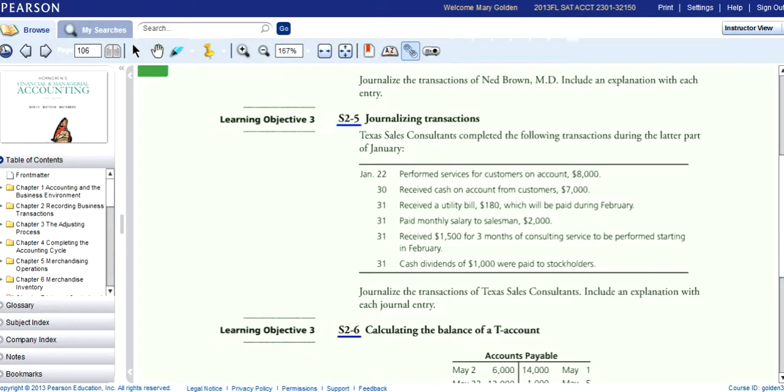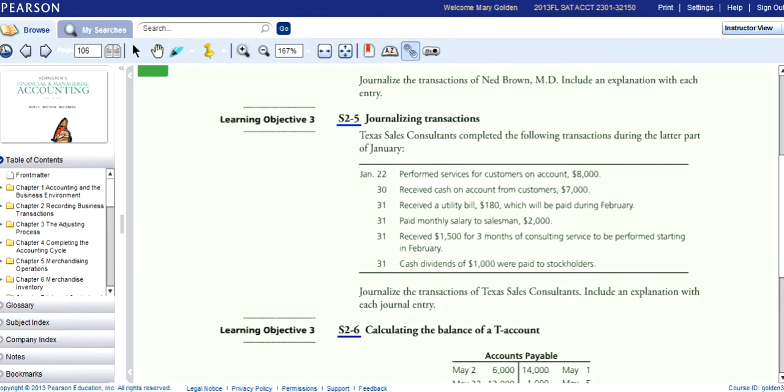Okay, we're going to continue on to the next short problem, S2-5. Again, this is just an example. We're going to journalize transactions. So you can follow along in your book if you want to, or even better, it would probably be a good idea at this point to try to journalize these transactions on your own and then watch the video to see if you got the correct answers.